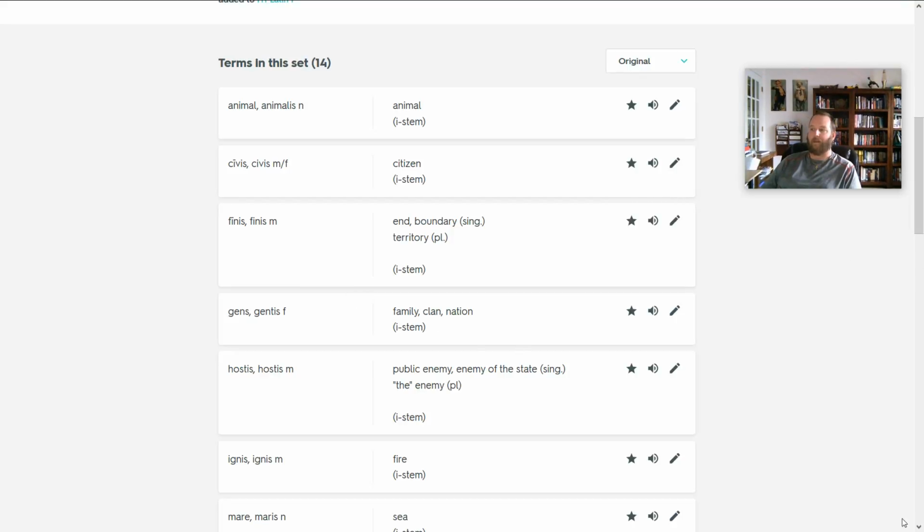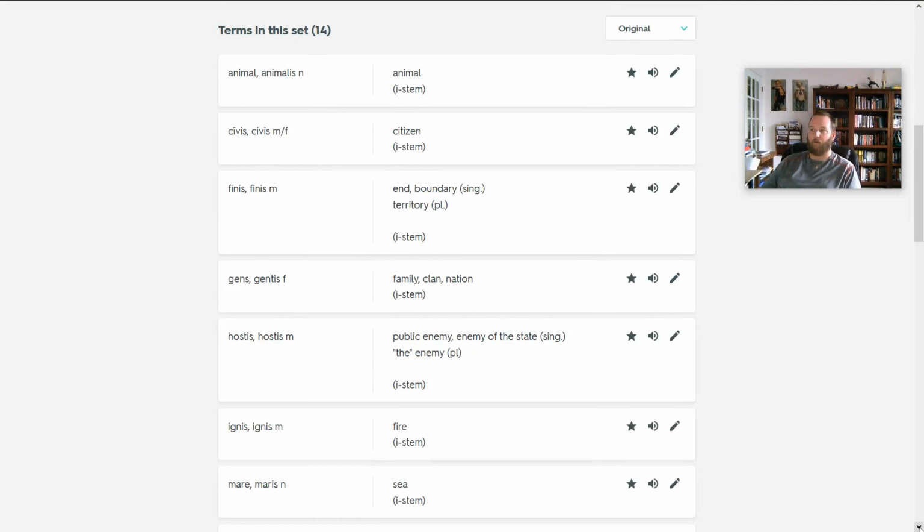The first word is animal, animalis, neuter, meaning animal. Hopefully that'll be a pretty easy one to remember because it looks a lot like the word in English. You can tell this word is third declension because it ends in is, right? But again, I'll explain what this I stem means to you tomorrow in the notes, okay? So that's coming up. But these are third declension words. You can see that right there.